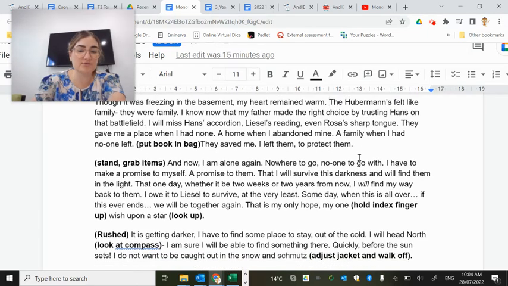So he's starting to realize, he's starting to understand that he did leave them and he does feel guilty for that. And he is upset that Liesel probably doesn't really understand, but his intentions are to protect them, to pay back the favor because they saved him and he wants to do the same.